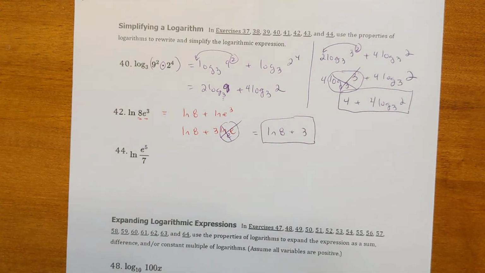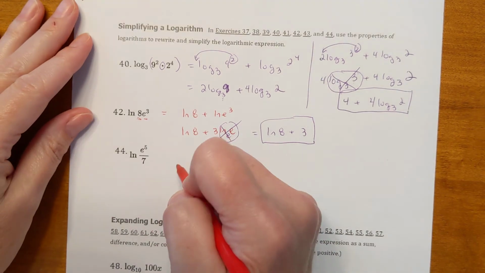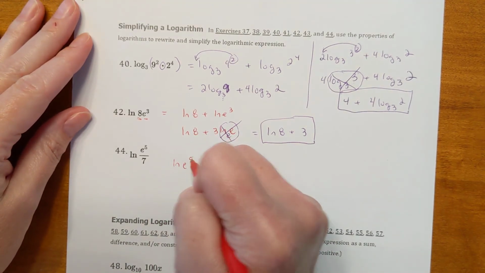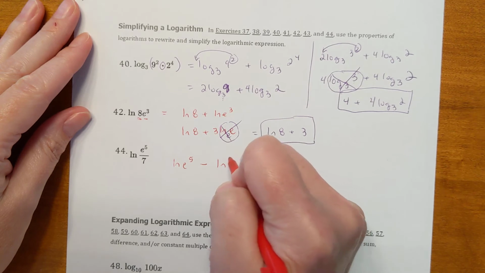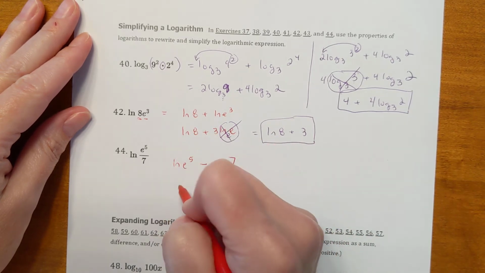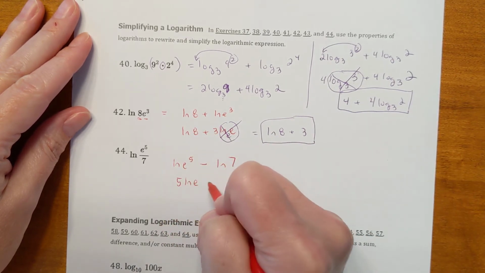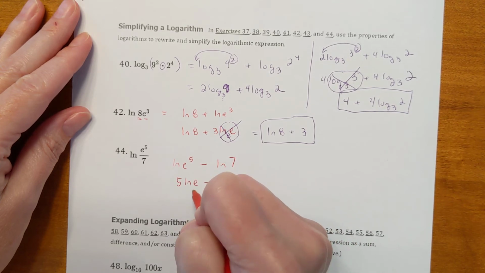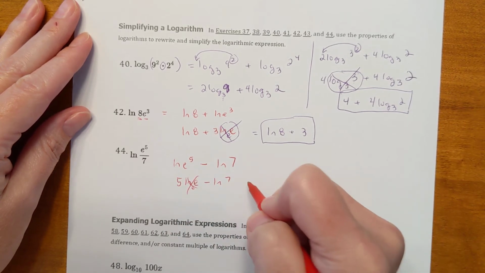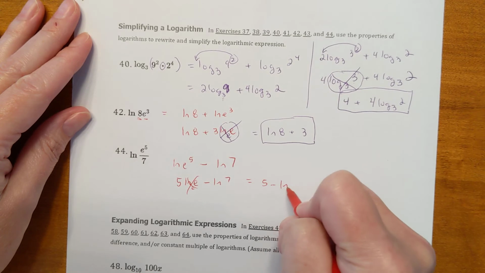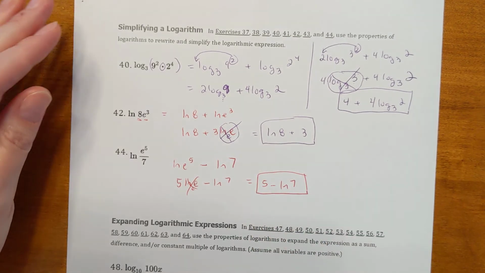Okay, on the next one, it's division. So that would be subtraction. So we got the natural log of e to the fifth minus the natural log of 7. I'm going to put the 5 in front. So 5 natural log of e minus the natural log of 7. Again, that's gone. So it's 5 minus the natural log of 7.